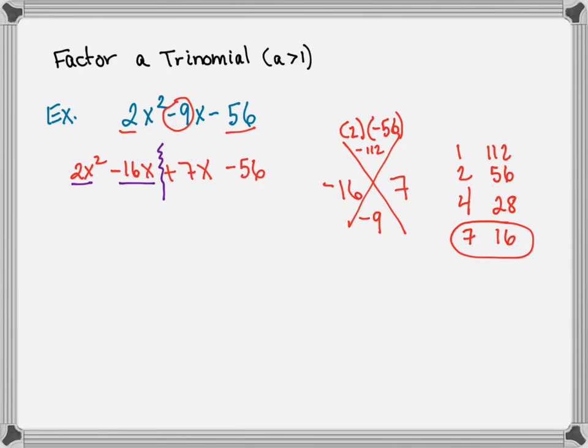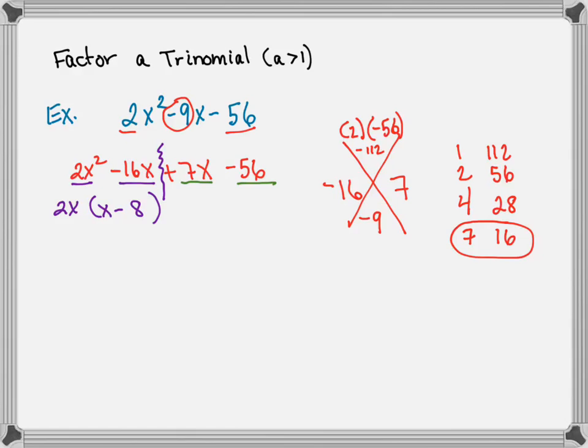And then if we look at the first half, the 2x squared minus 16x, what's my greatest common factor? Well, I can factor out a 2 and an x. I'm going to put parentheses. When I divide each of those original terms by 2x, 2x squared divided by 2x leaves me with x. Negative 16x divided by 2x leaves me with negative 8.